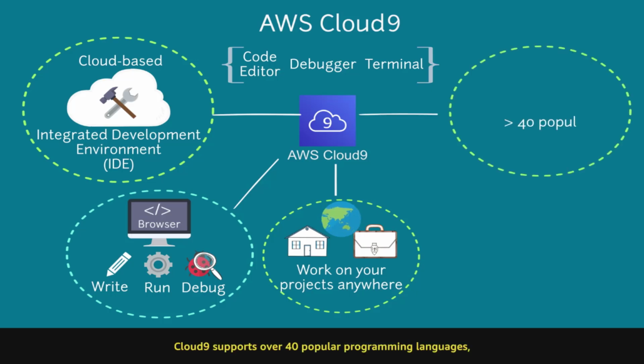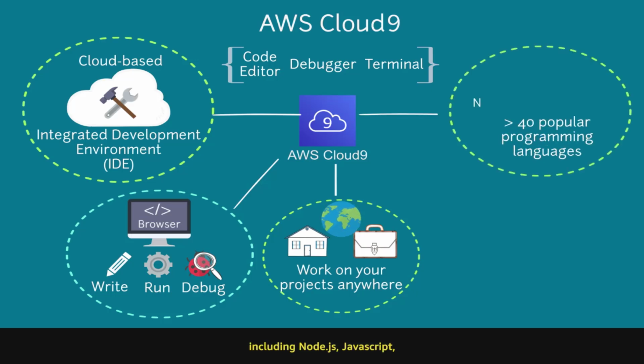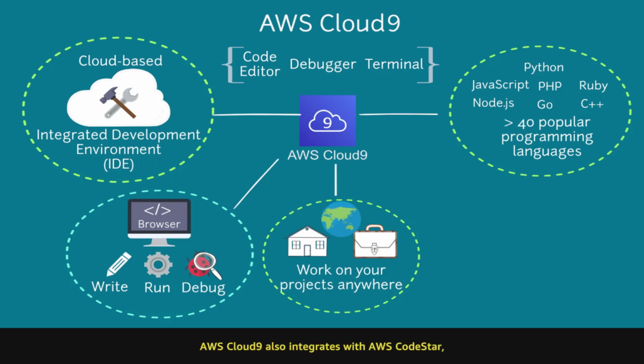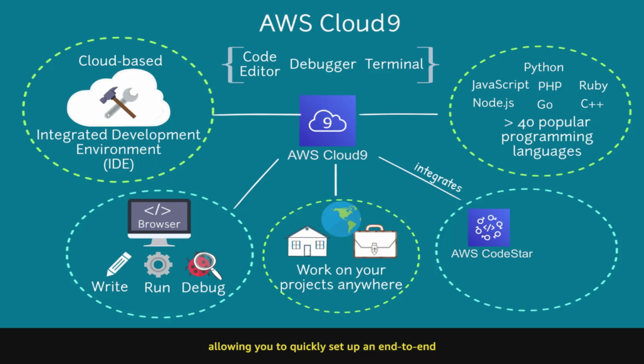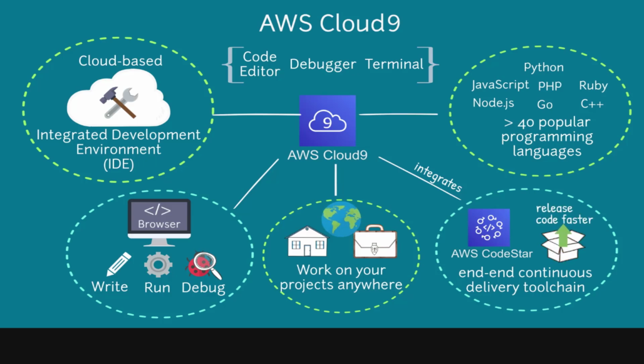Cloud9 supports over 40 popular programming languages including Node.js, JavaScript, Python, PHP, Ruby, Go, C++, and more. AWS Cloud9 also integrates with AWS CodeStar, allowing you to quickly set up an end-to-end continuous delivery toolchain for your application and start releasing code faster on AWS.